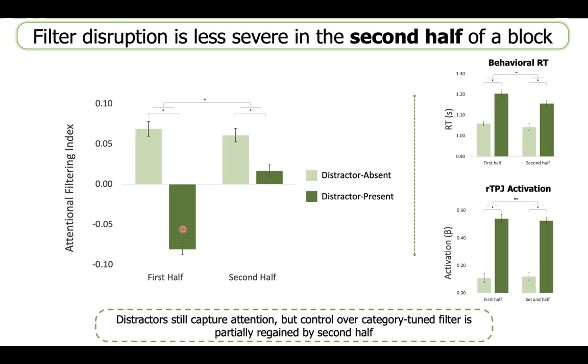By the second half, control over the filter is partially regained such that activation for the preferred stimulus is now greater than that for the non-preferred. Additional measures here on the right also indicate the effect of the distractor for each half of the block, overall showing that though distractors continued to capture attention throughout the block, by the second half, control over the category tuned filter was able to be partially regained.